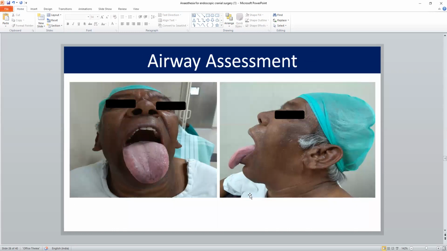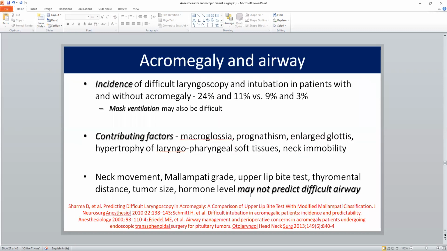Airway assessment, both AP and lateral assessment, has to be done. And here you can see that there is a large tongue, limited movement of the head and neck, which can impede safe airway management.